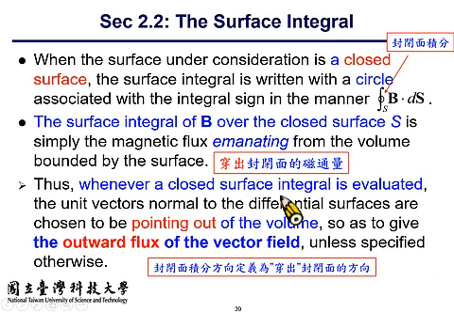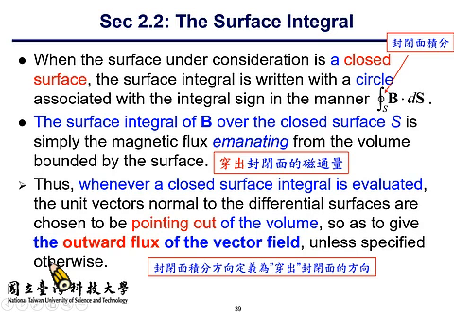So whenever a closed surface integral is evaluated, the unit vector normal to the differential surface is chosen to be pointing out of the volume. That's what I mean by outward. So as to give the outward flux of the vector field, unless specified otherwise. So let me make myself clear.